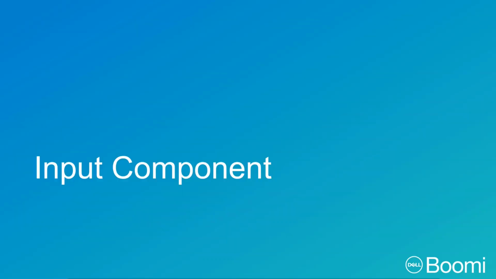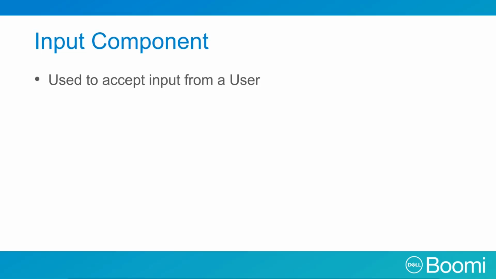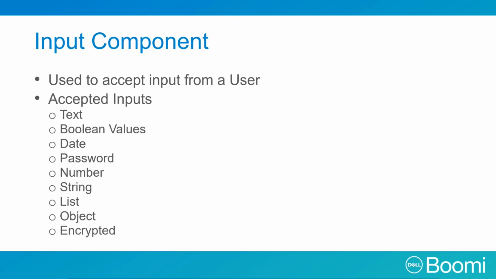In this section, we'll speak about the input component, which is another page component that is often used in Boomi Flow. The input component is used to get input or information from a user, which in turn creates data to be used or stored within Boomi Flow or for third-party services that the flow may be utilizing. The accepted input values are text, Boolean values, date, password, number, string, list, object, and encrypted.